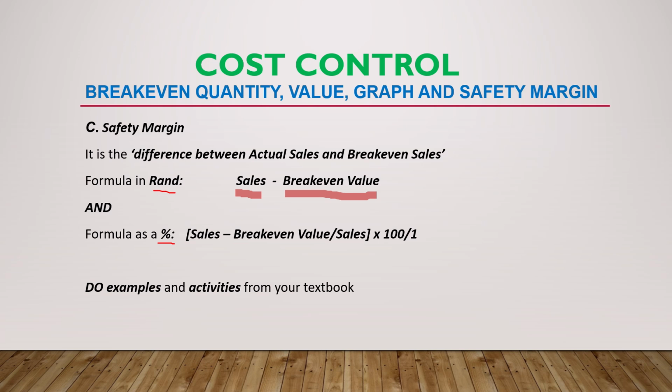And then how do you calculate your safety margin as a percentage? You take your sales, you minus your break-even value, you divide all that by the sales, you multiply by 100, and then you'll get the safety margin as a percentage. I wish we could do a question paper together so that you can see how easy this is. Okay, let's go to the next slide.